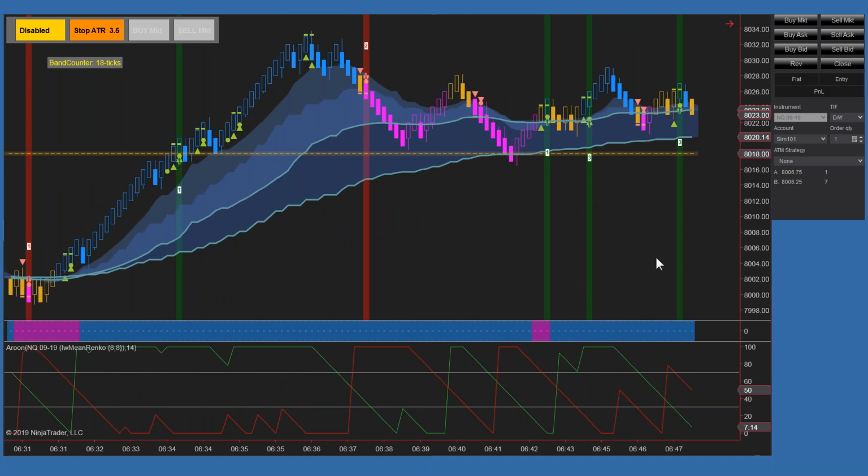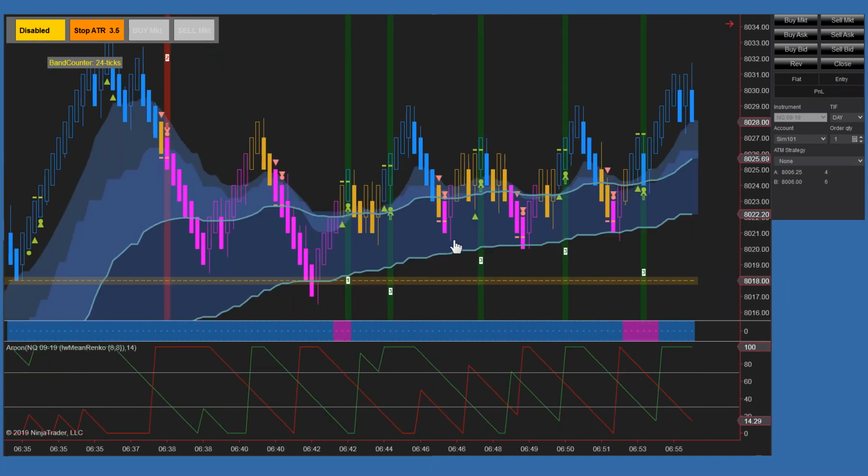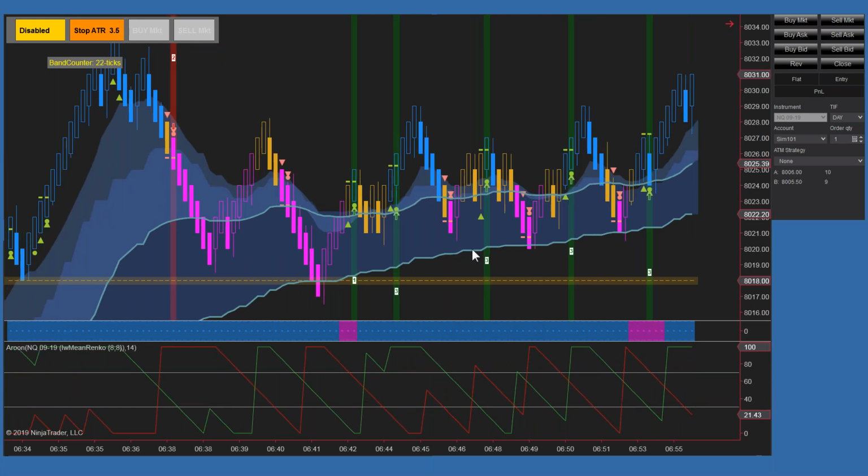It looks very busy when the market is moving sideways like that. You get a lot of back and forth, but I don't think there were any bad signals here.